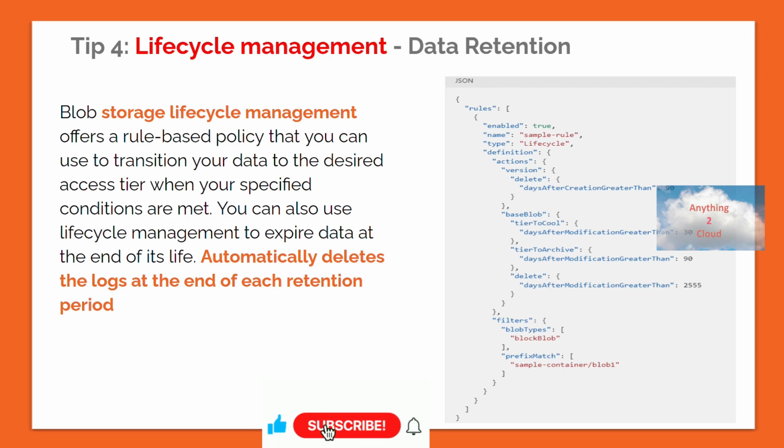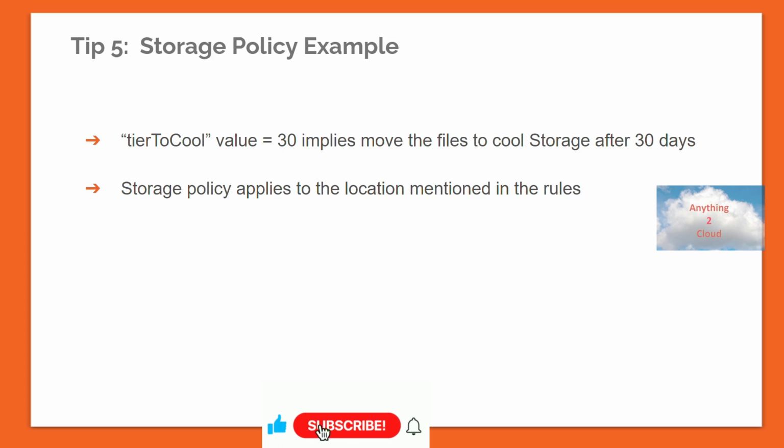On the right hand side, you can find the syntax for this. For example, we have syntax for tier to cool, tier to archive, as well as delete. So you can see how we can move the data from one storage to another. Next is a storage policy example. For example, tier to cool value equal to 30 implies that the files move to cool storage after 30 days. And also, the storage policy applies to the location mentioned in the rules.